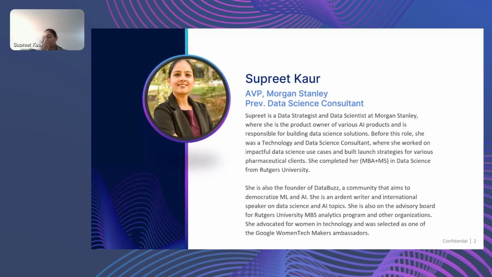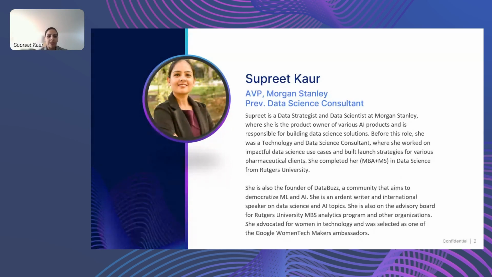So right now, I am an AI product manager at Morgan Stanley. My day-to-day entails managing the entire product life cycle of an AI product, but I also develop POCs with the data science team. Previously, I was a data science consultant in the healthcare space. In terms of my education, I have completed my MBA plus MS, it's called MBS in data science, from Rutgers, and I'm originally from India.